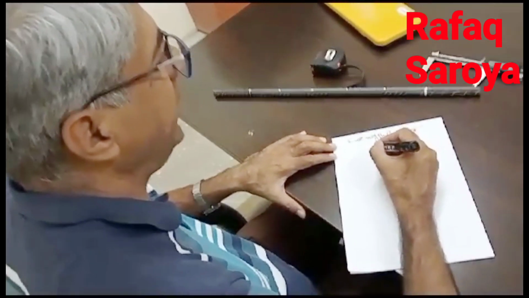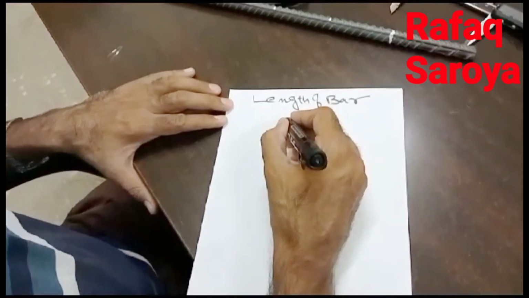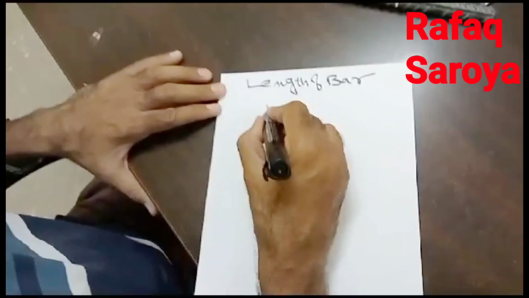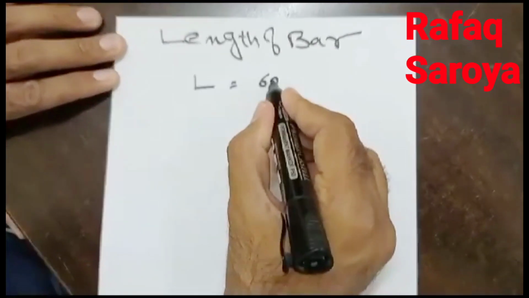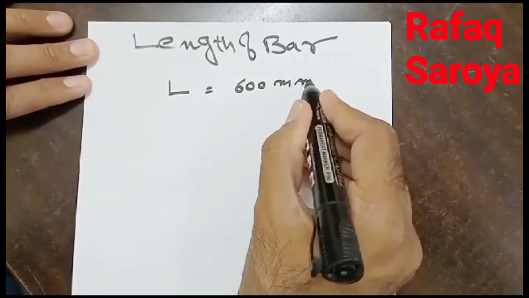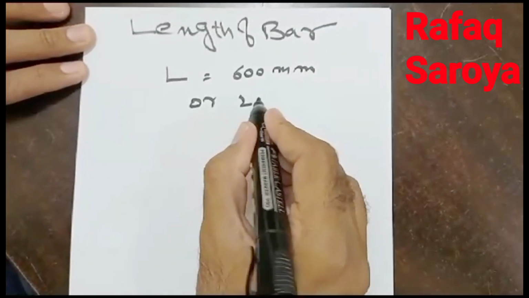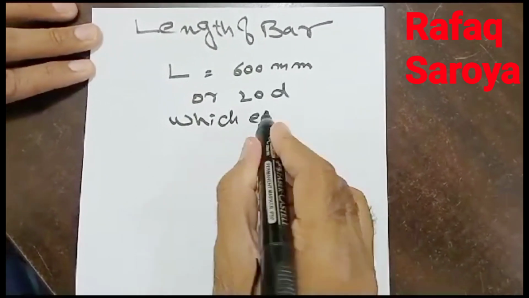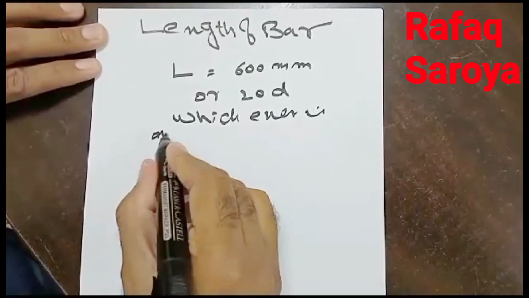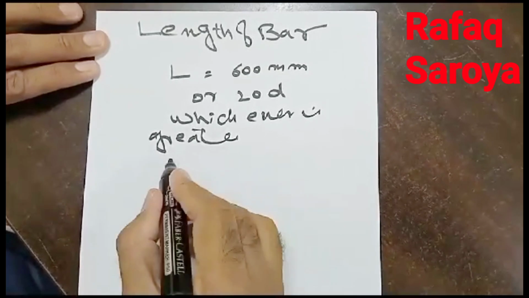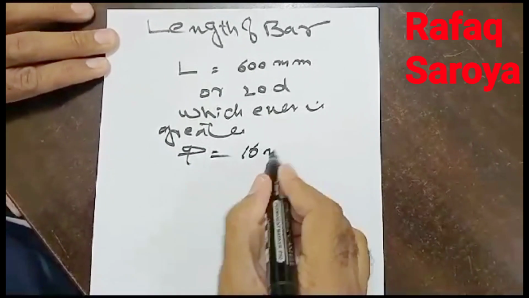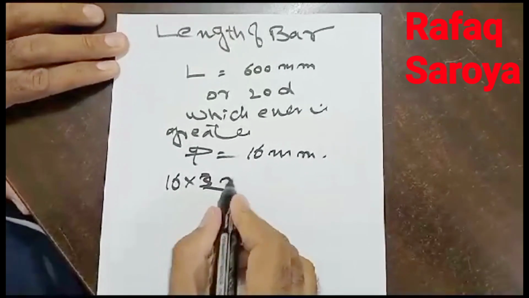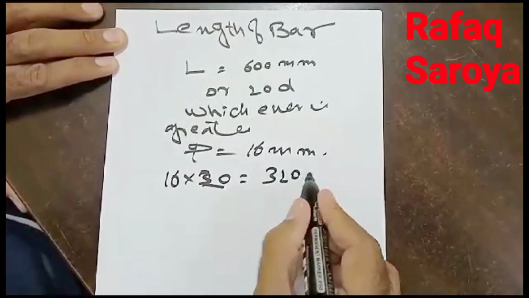Today we will take the length of this steel bar for our physical testing parameter. Actually, this length as per standard should be taken as 600 mm, or 20 times the diameter, whichever is greater. Since we are using this steel bar of diameter 16 mm, 16 multiplied by 20 comes out to be 320 mm.